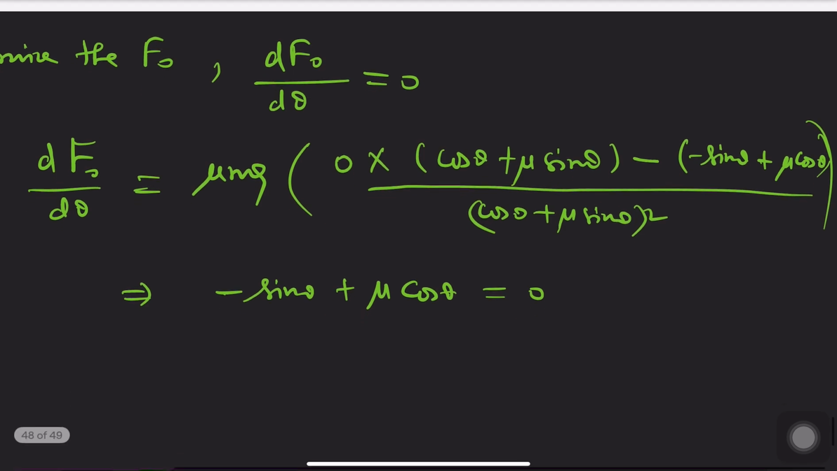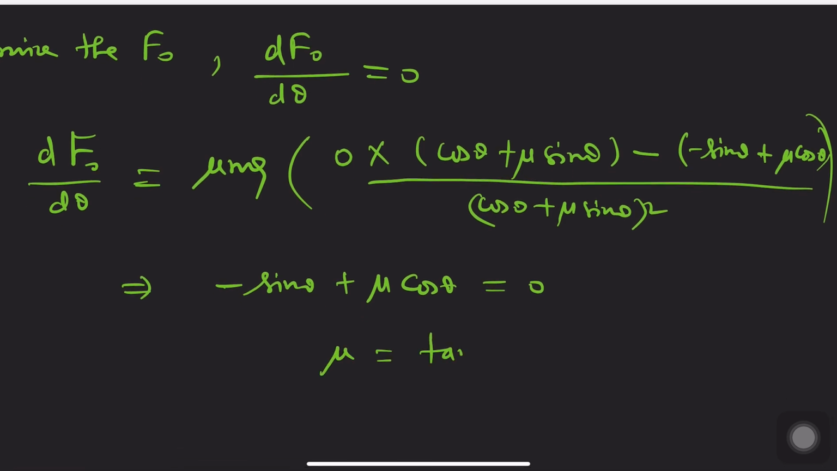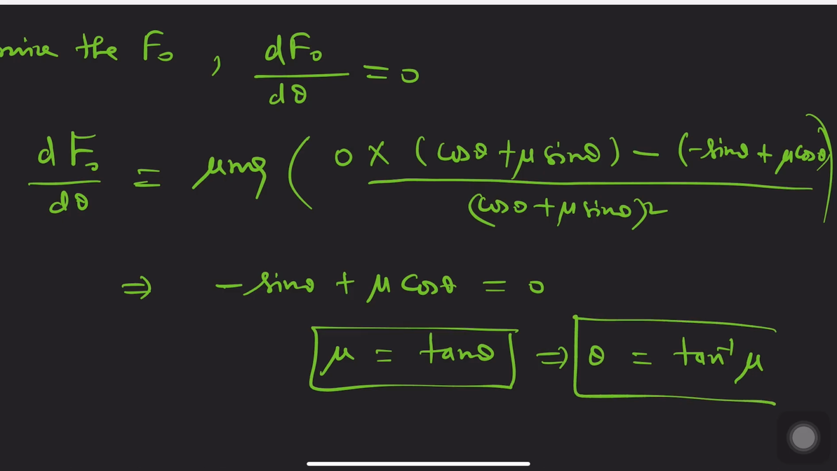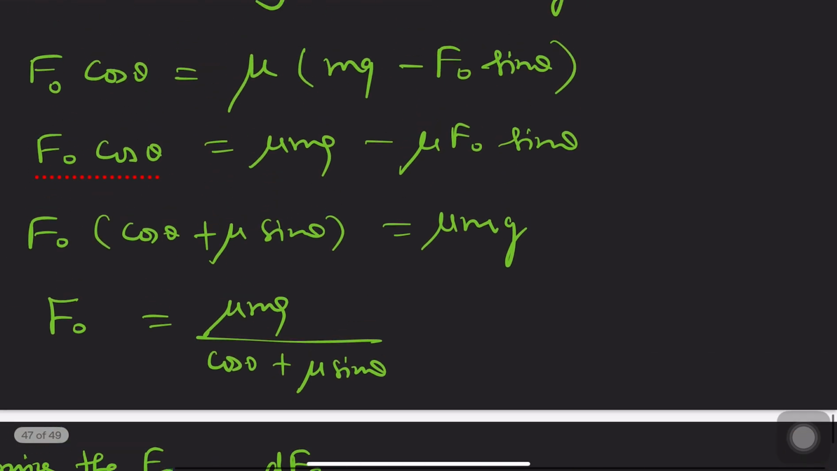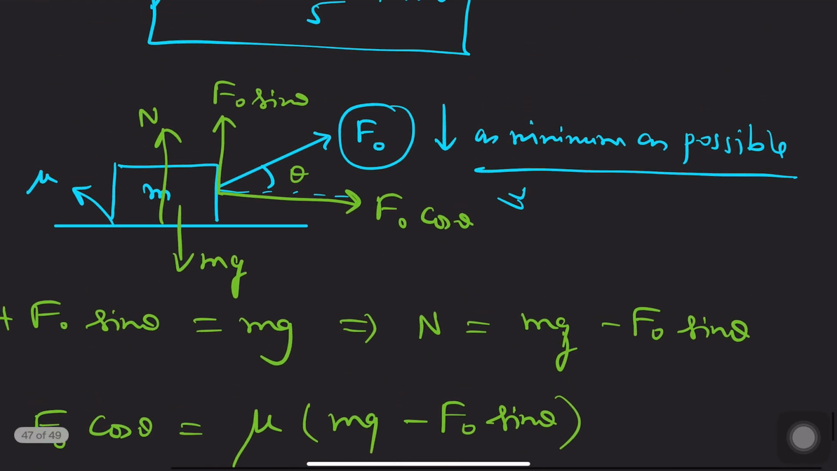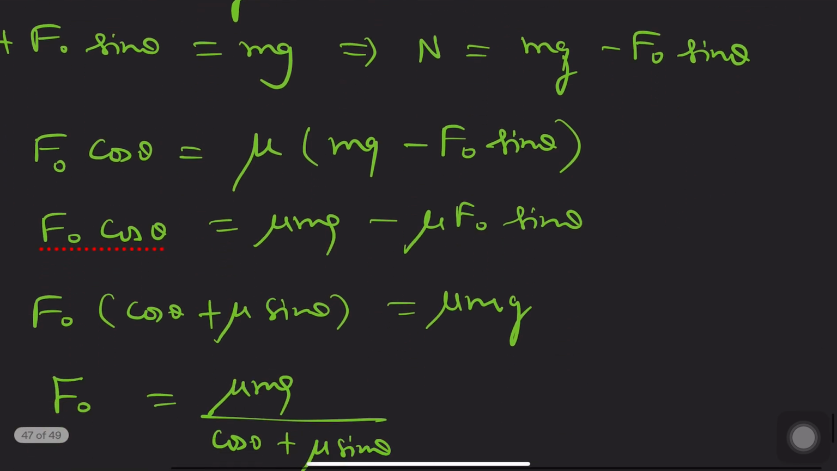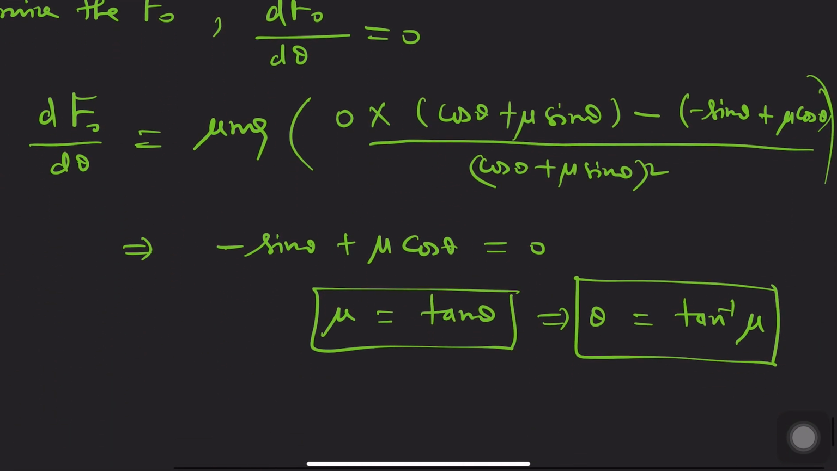So if we do that, we will get mu equal to tan theta. It means theta should be equal to tan inverse mu. So at which angle you are pulling the force, if this angle becomes tan inverse mu, then you have to apply a minimum force to slide the block.